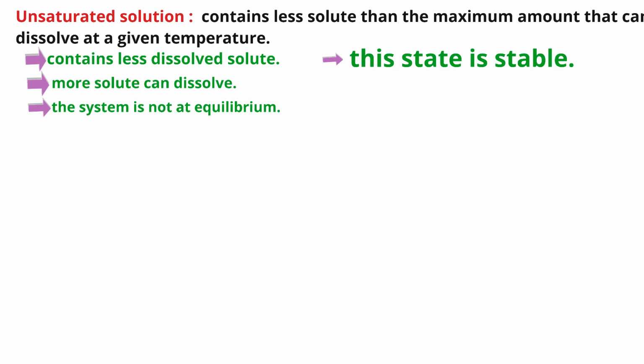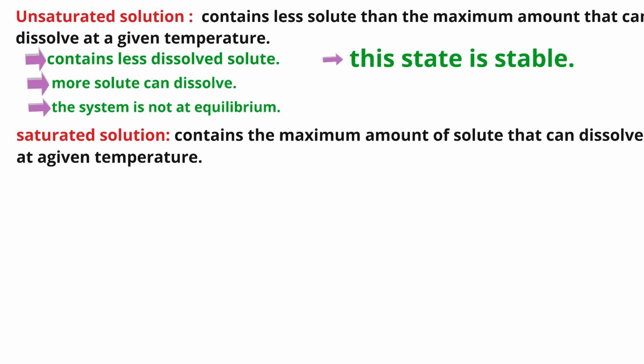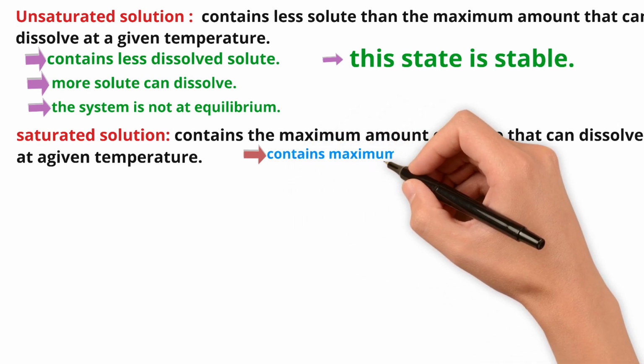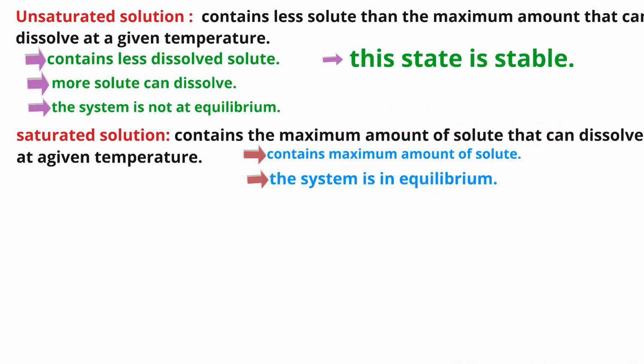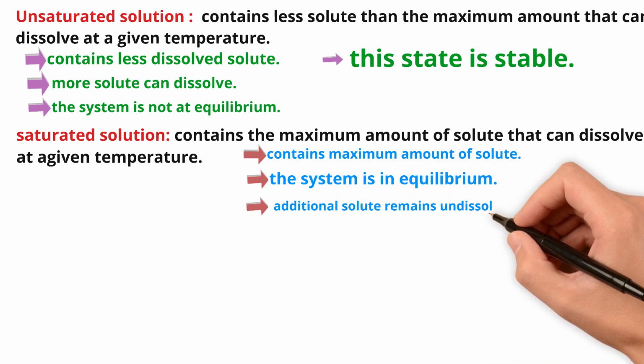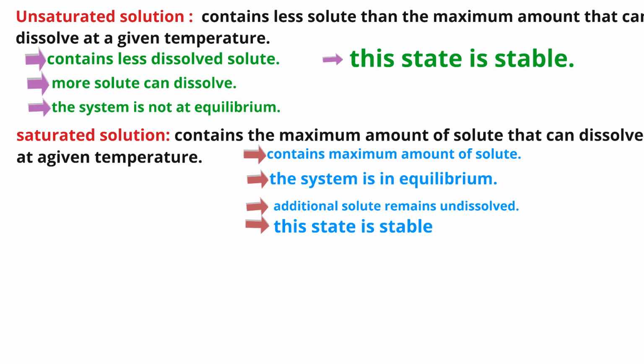The second type of solution is saturated solution. It contains the maximum amount of solute that can dissolve at a given temperature. Its properties: it contains the maximum amount of solute, the system is in equilibrium, and additional solute remains undissolved if we add it. This state is stable.